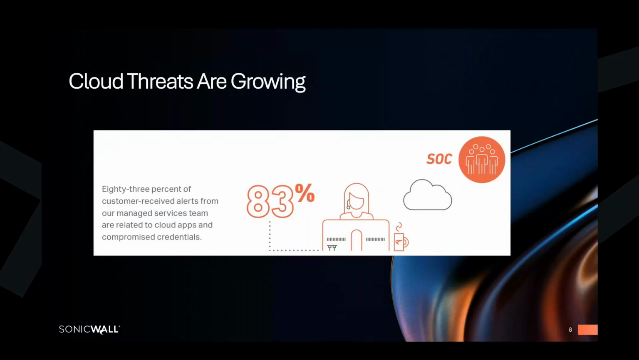Now, when we look at the threats themselves, now that SonicWall has its own SOC capabilities, we actually see that around 83% of customer-related alerts that we see in our managed service team actually come from cloud apps and cloud services. So it's not necessarily attacks from inside the network now. It's unauthorized access to these cloud apps, access from users from geolocations that they're not in. And this is becoming a real problem for small businesses.